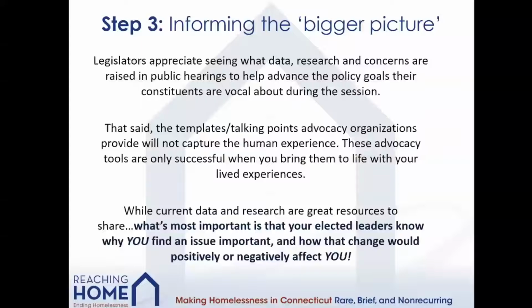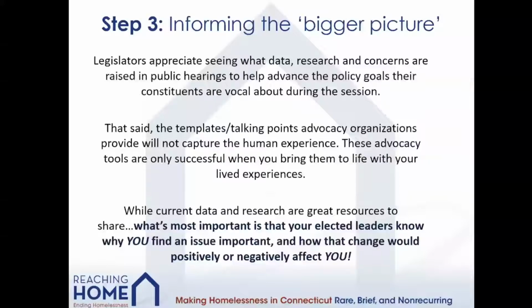This bill would be problematic, because we know that... I'm not coming up with a great example off the top of my head, but it's important that your legislators know if a bill that's being proposed works or does not work and how that will impact you in your daily life. That's really what they're there to do and be responsive to. So I really wanted to reiterate that message.